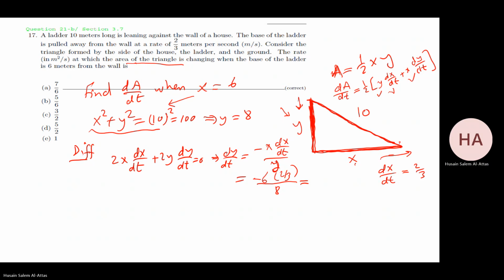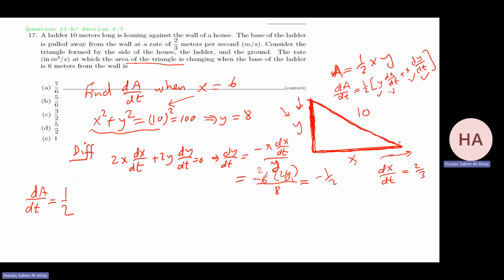12 over 4. Yeah. dx by dt is 2 over 3, so okay. That will give me minus half. What is it? This is 2, this is 1, so it's minus half. Yes. So dA by dt will be half. Now I get this one.